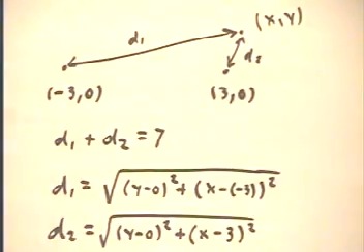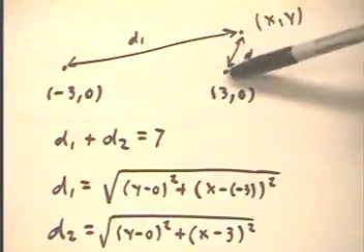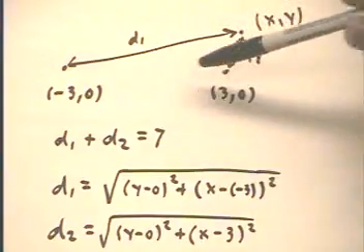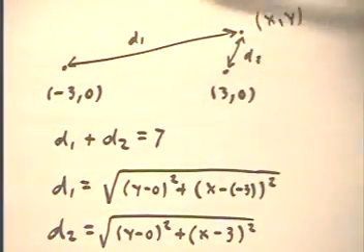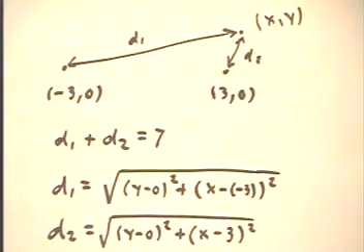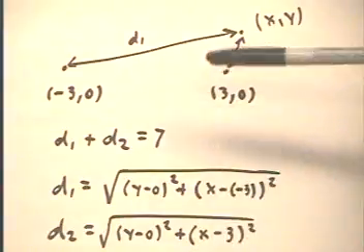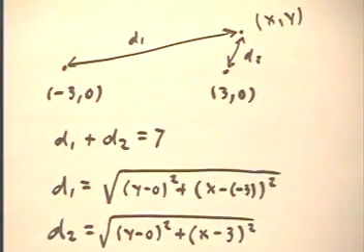There are a lot of different ways to make the distance 7. We could have distance 3.5 this way and 3.5 this way. We could have a distance of 6 this way and 1 this way. There are an infinite number of combinations of distances that will give us this sum. So there are an infinite number of points that could satisfy this condition.